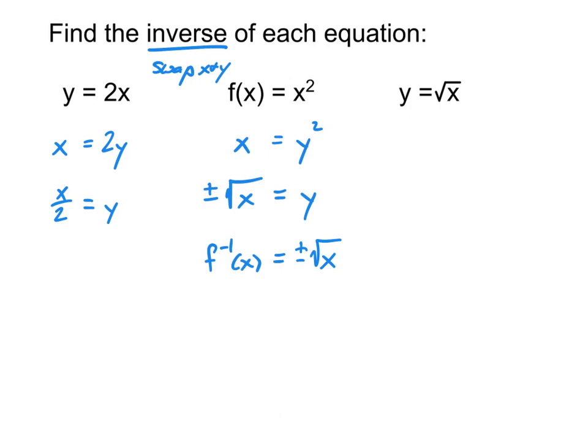All right, and then for the last one, again, start by swapping x and y, so we end up with x equals the square root of y. And then we're solving for y, so I got to get rid of the square root, so I'm going to go ahead and square both sides. So that will give me x squared equals y, which is half true.